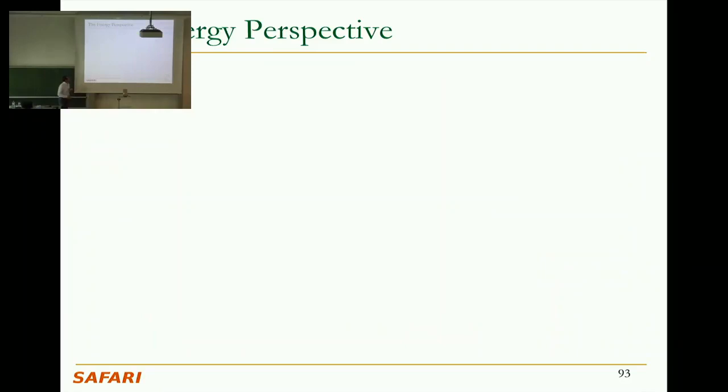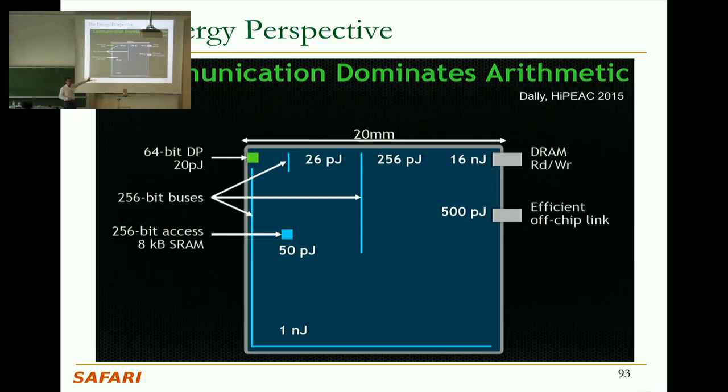OK, let's look at the energy perspective. That was a performance perspective. The energy perspective maybe, arguably, is even worse. This is a slide that I borrow from Bill Dally. It's already an old slide, and you could actually take issue with all of the numbers over here. But basically, the fundamentals remain the same. He assigns energy costs to different operations on a chip or off a chip. A 64-bit double precision floating point operation, which is a complicated operation, is only 20 picojoules today.